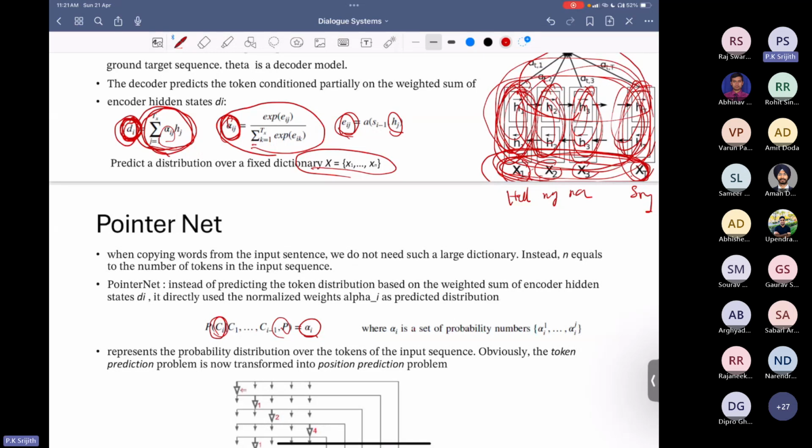So alpha I, the attention weights, are used in order to do this attention weighted decoding. You can just think of those attention weights as a probability distribution over the inputs, and one can predict what input to use as output just on the basis of the attention weights alpha I. So this is the idea behind pointer net. It's very simple. Just use the attention weights that you have computed as the probability of predicting some word at the ith stage. Is that clear?